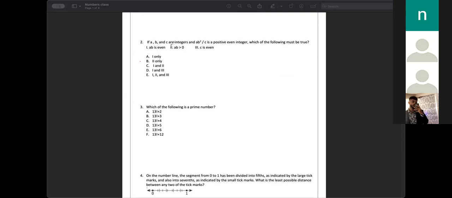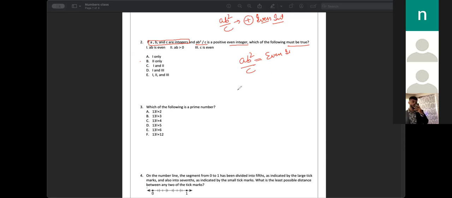A, B, C are integers. It's given to me. And AB square upon C is a positive even integer. Okay, it's given to me. Which of the following must be true? Okay. So AB square upon C is an even integer.